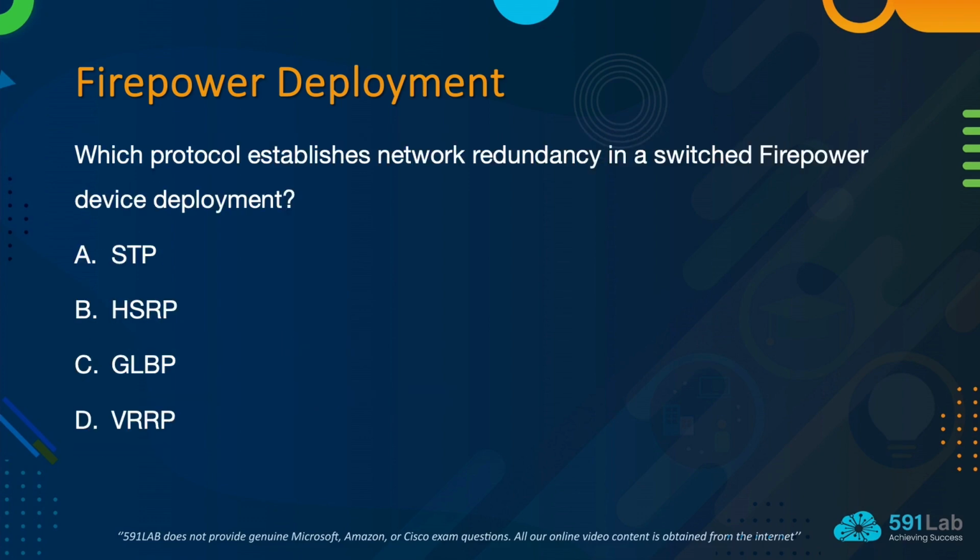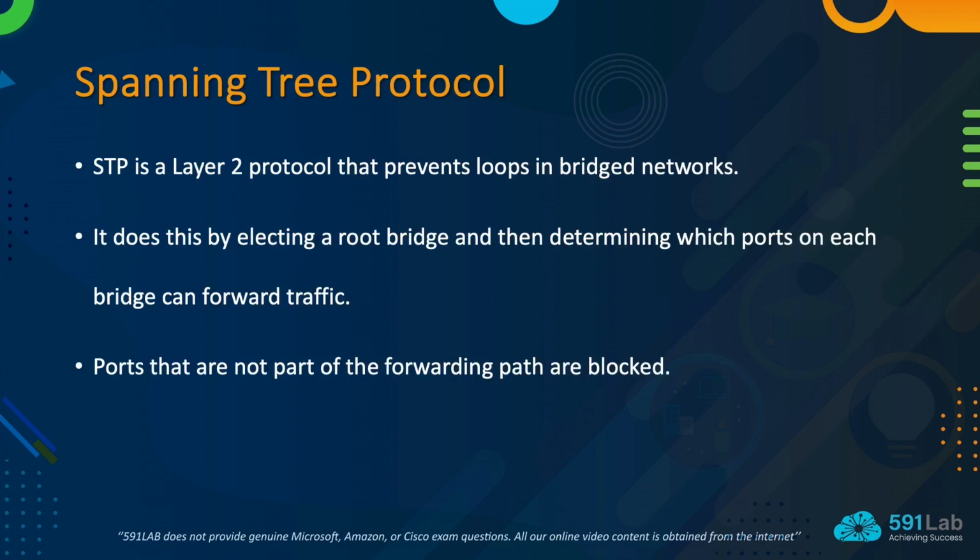Our second question is, which protocol establishes network redundancy in a switched firepower device deployment? Let's look at some concepts to answer this question. The spanning tree protocol is a layer 2 protocol that is used to prevent loops in bridged networks. It works by electing a root bridge, which is the central bridge in the network.